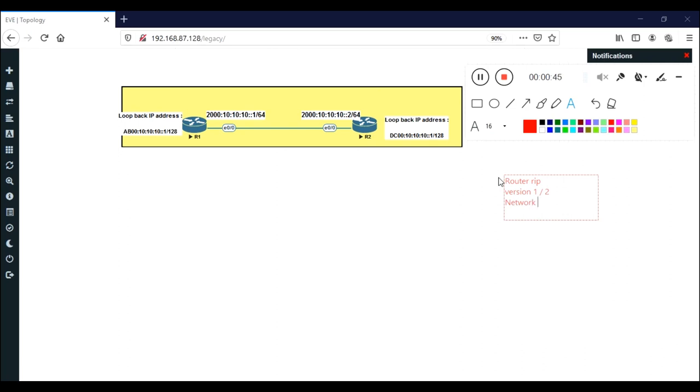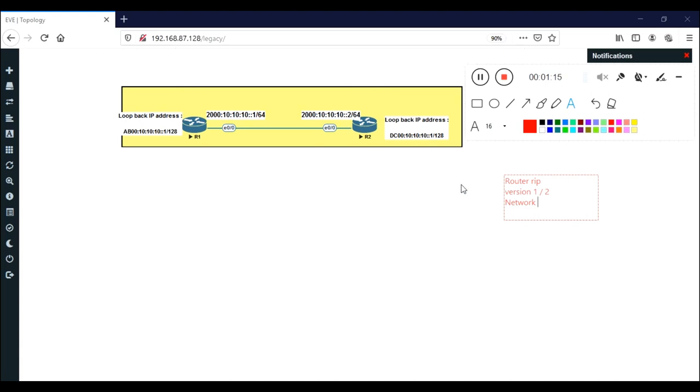After that you will have to advertise only the directly connected networks. But whenever you are doing configuration in IPv6, that is a little bit different, okay? Because while doing this configuration you will have to advertise in global configuration mode, but whenever you are doing IPv6, always remember you will have to configure the Routing Information Protocol on the interface. You have to configure on the interface, because as you can see here, there are two interfaces on R1 and R2.